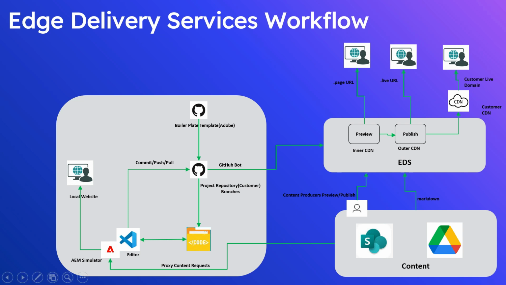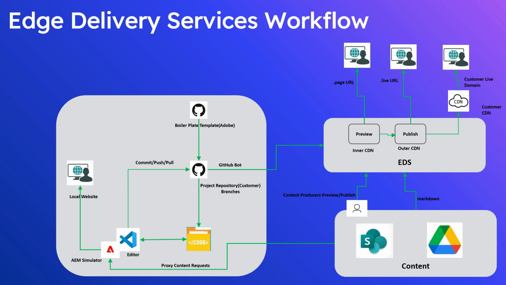Let us quickly see the edge delivery services workflow. There is a boilerplate template hosted on GitHub by Adobe. Then create your own project repository based on this boilerplate template. Create the required branches. Mostly the main branch is for the live website, and you can create multiple additional branches for testing different changes. Then install the GitHub bot AEM Code Sync to your EDS GitHub repository. As we discussed earlier, this particular bot builds the code, deploys to EDS, and also initiates the cache purging.